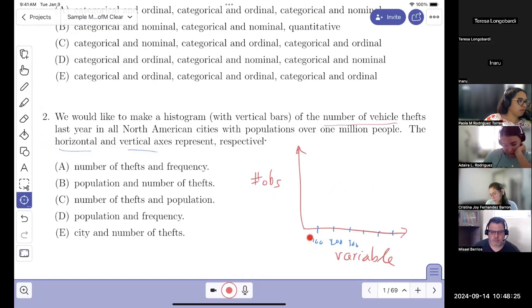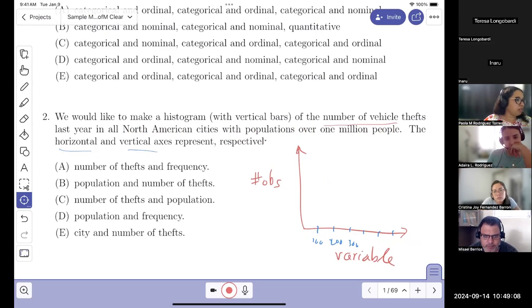So we have the variable here in groups and we're counting how many cities in all North American cities have between 0 and 100 and we're putting a bar, 100 and 200 and we're putting a bar. So we have the variable of vehicle thefts across here and we're counting the frequency of cities. Big cities, I know that's another way to avoid confusing yourself, the number of big cities that had that many thefts. So yeah, this is confusing for sure.